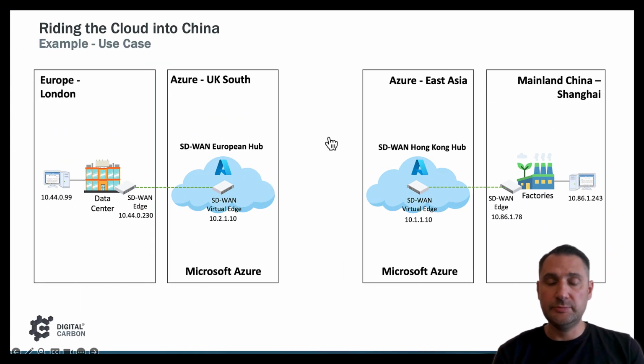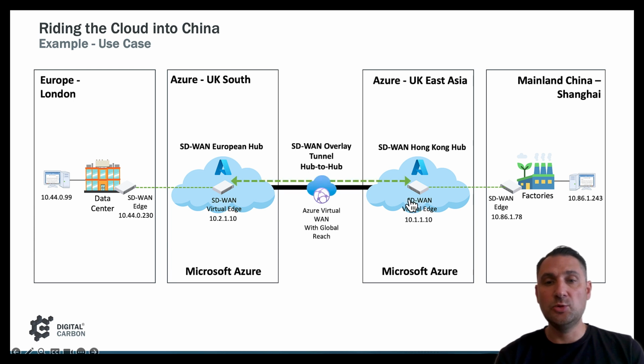So the next step in the whole process is to connect our SD-WAN European hub in London to our SD-WAN Hong Kong hub in China. And to do this, we are going to utilize the Microsoft Azure Virtual WAN, the underlying connectivity between these two sites. So we're not going to even use the normal internet. We're going to use this private network of Microsoft to interconnect from London all the way to Hong Kong, and then from Hong Kong onto Shanghai.